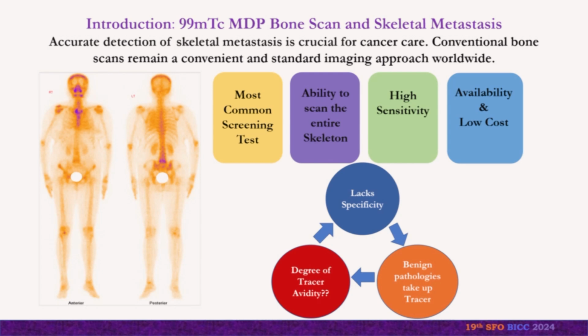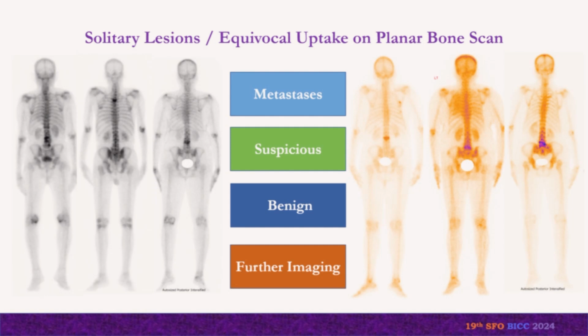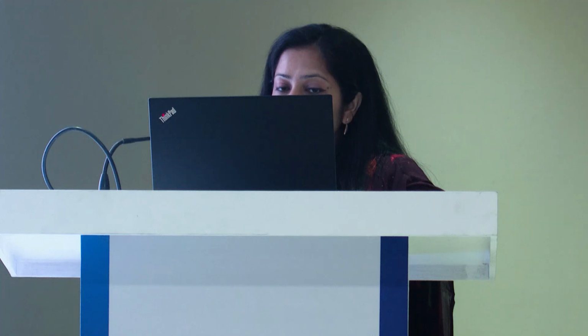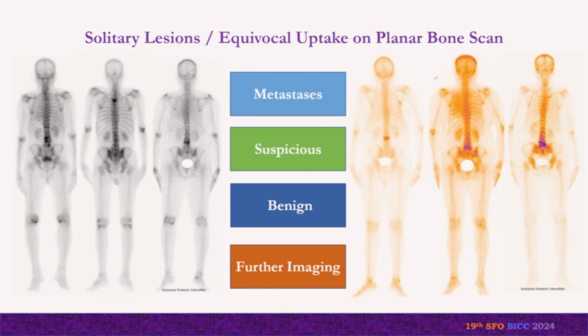They can be benign and it varies according to the degree of tracer avidity. So there is a question, and our study includes the solitary lesions or equivocal uptake on planar bone scan, because the solitary lesion can be metastasis, can be suspicious or can be benign. So we need a further imaging technique.